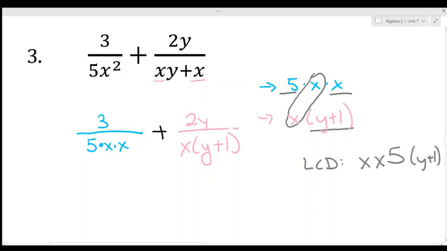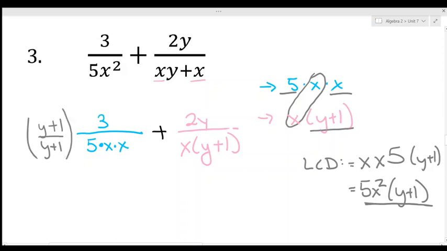So I'm going to clean this up so it looks a little bit nicer. X times x becomes x squared. So I'm going to write a little equal sign here. So we have 5x squared times y plus 1. So this is our LCD right here. Well, maybe I shouldn't box it because it's not the answer, but this is our LCD. So that means that both of our denominators have to have 5x squared times y plus 1 in the denominator. So we have, for the blue, we have 5 times x times x. Well, that's 5x squared. So all it needs is this y plus 1. So we multiply by y plus 1 on the top and on the bottom.